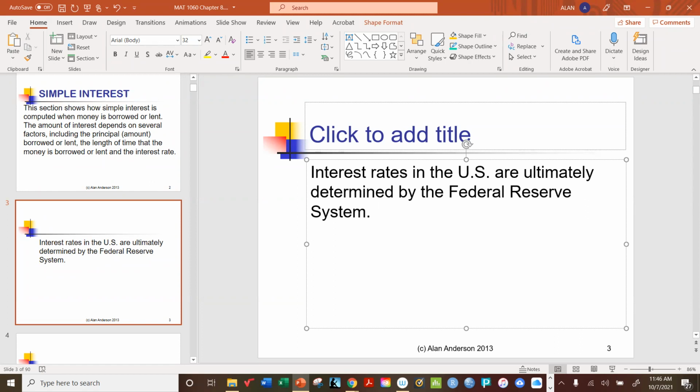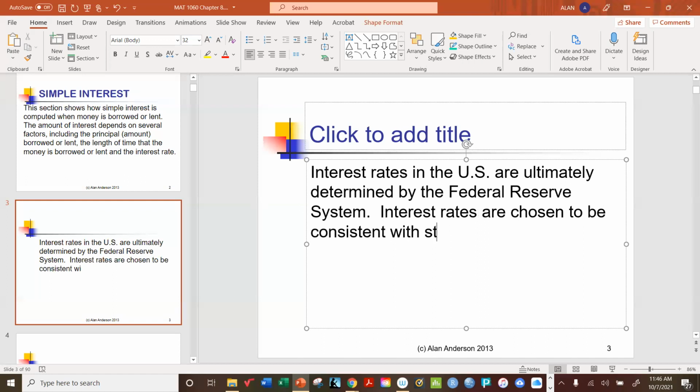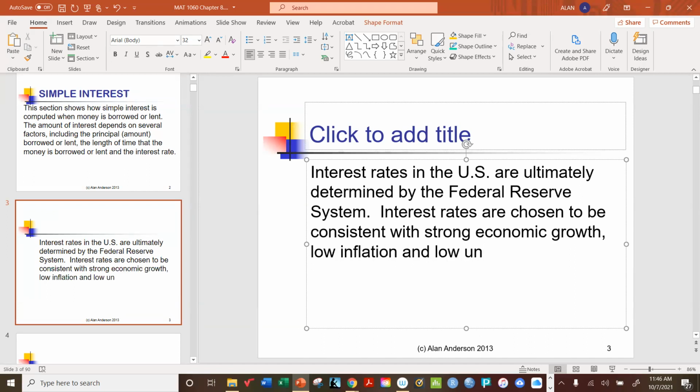randomly pick the level of interest rates. Interest rates are chosen to be consistent with strong economic growth, low inflation, and low unemployment. So like I said, if you've been in an economics class, you're familiar with these concepts. If not, sooner or later, you will want to become familiar with these concepts because, again, they will affect your daily life when you're working and saving and investing and borrowing.